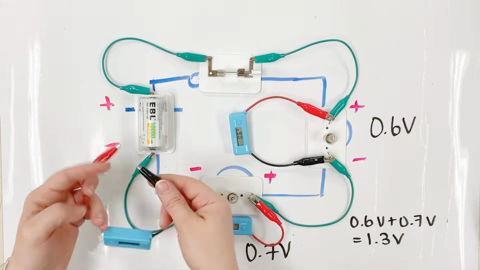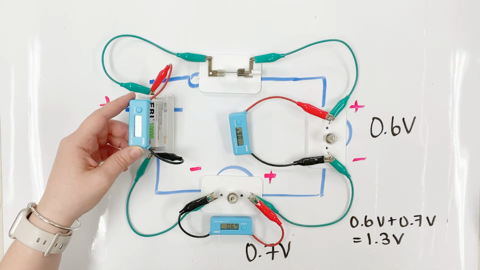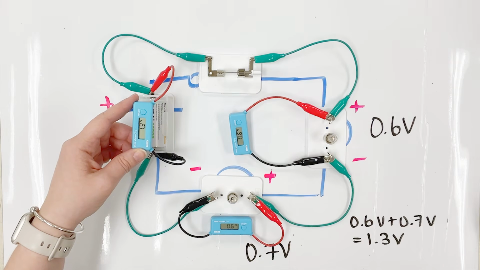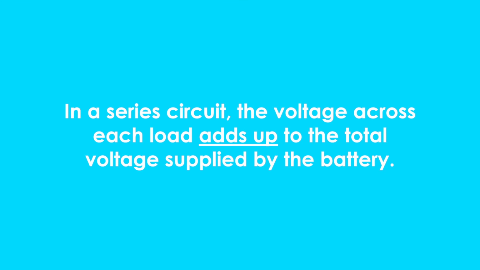This is where the whiteboard mat is extremely useful. From this, students can build the rule that in a series circuit, the energy gained from the battery is shared, not necessarily equally, among the loads. Now let's compare this to a parallel circuit.